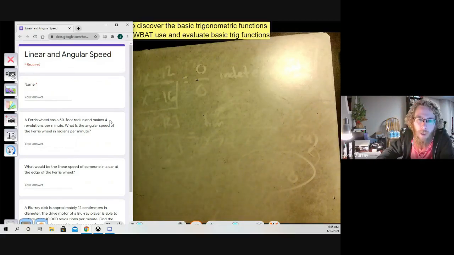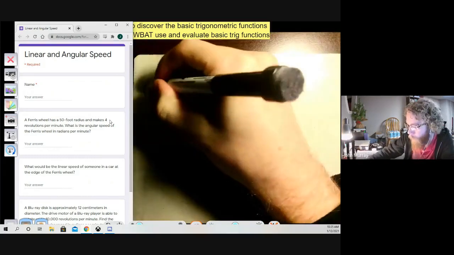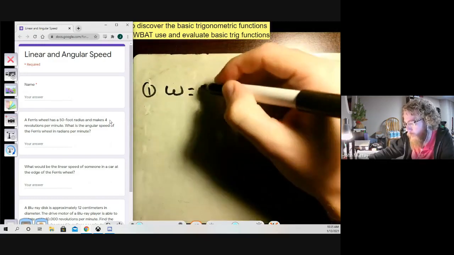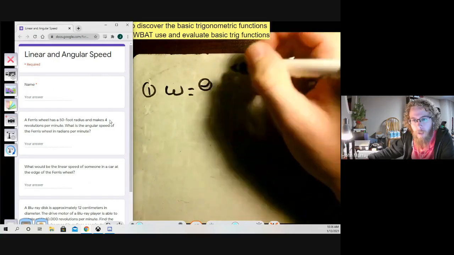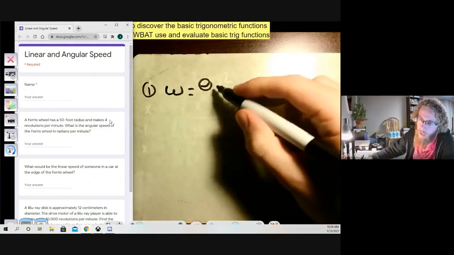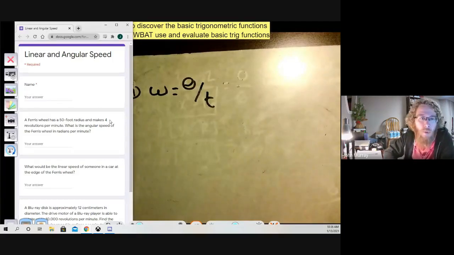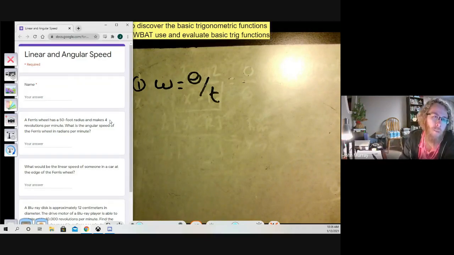What is the angular speed of the Ferris wheel in radians per minute? All right, so for angular speed, again, all we need is the central angle that we cover, right? How many rotations divided by the time it takes to do it. So for the first problem, you don't need the radius. The radius doesn't come into play until we have our linear speed.